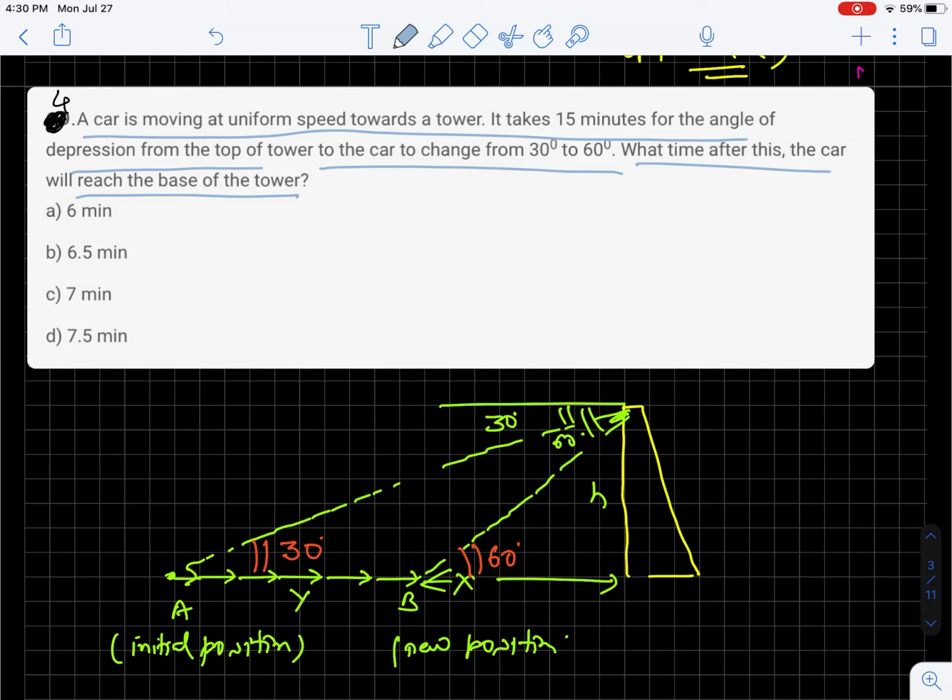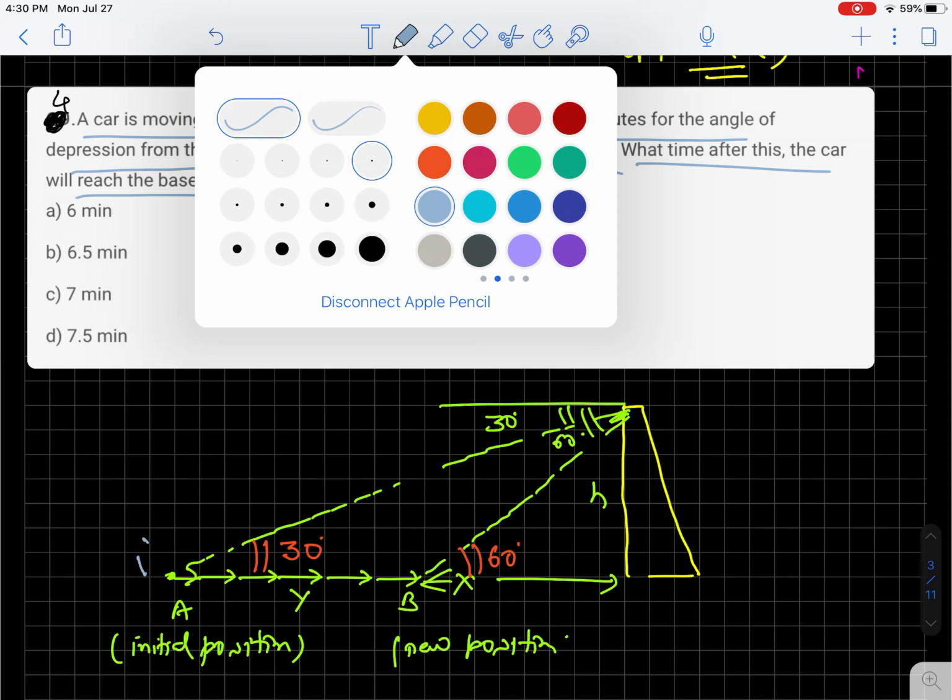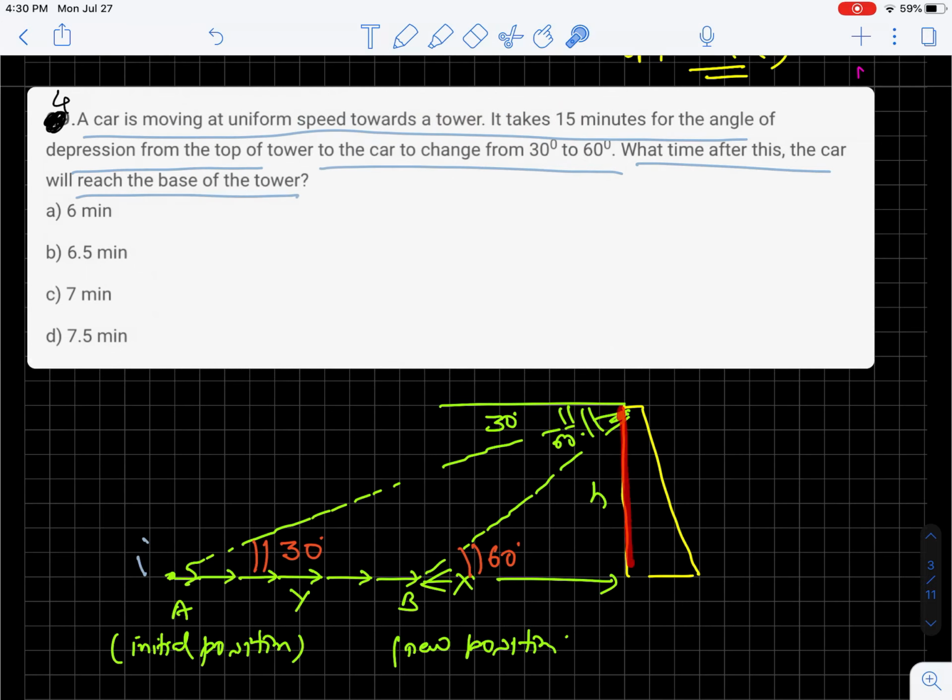Now see, this is your first position, the initial position. In this scenario, your height is h. The angle of depression is 30 degrees, so the angle of inclination is also 30 degrees. The car is moving, and for the new position the angle of depression is 60 degrees. Okay, now what is tan 30? Tan 30 will be equal to h divided by y plus x.